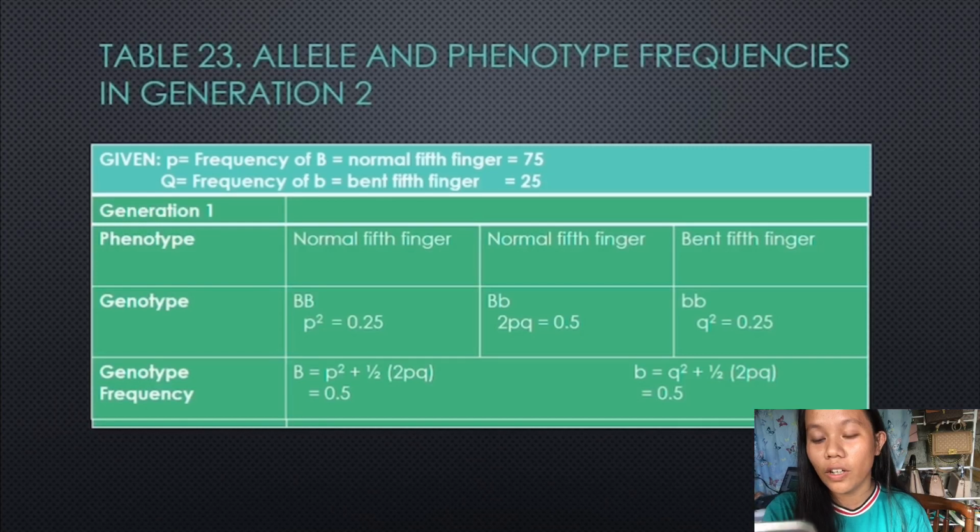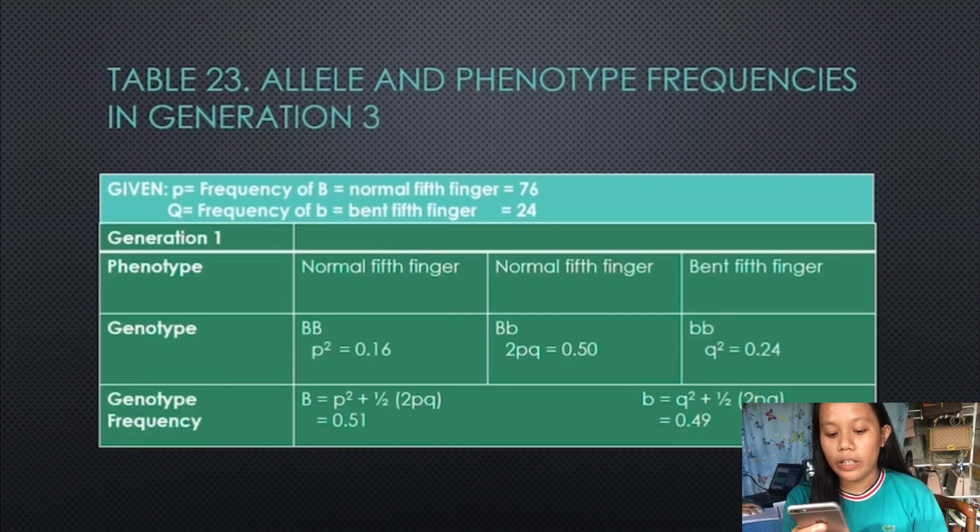Phenotypes: normal fifth finger and bent fifth finger. The genotypes are first double big B, second big B small b, and third double small b. For the genotype frequency, P squared is equal to 0.25, 2PQ is equal to 0.5, and Q squared is equal to 0.25. The gamete frequencies are 0.5 and the other one is 0.5.